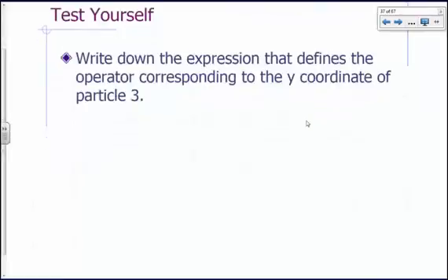So what would be the expression for the operator that corresponds to the y-coordinate of, let's say, particle number 3? The y-coordinate of particle number 3 is y3, right? Y sub 3. So when you say y3 hat, if it operates on a function, it will just give me back y3 times the function. So y3 hat is a multiplicative operator.